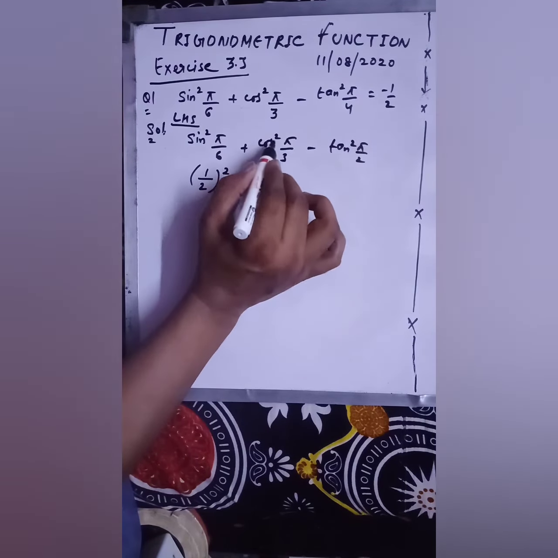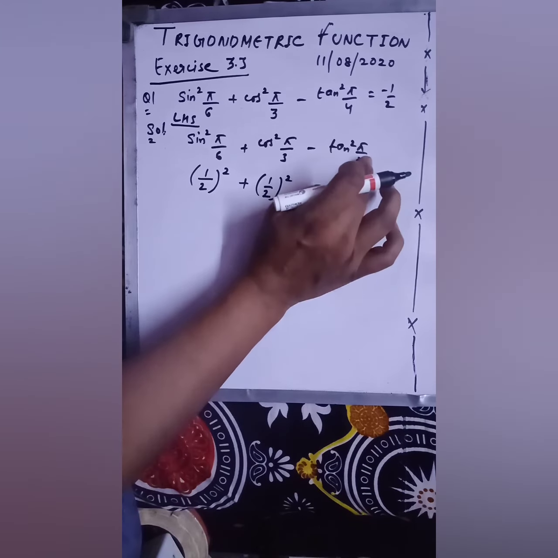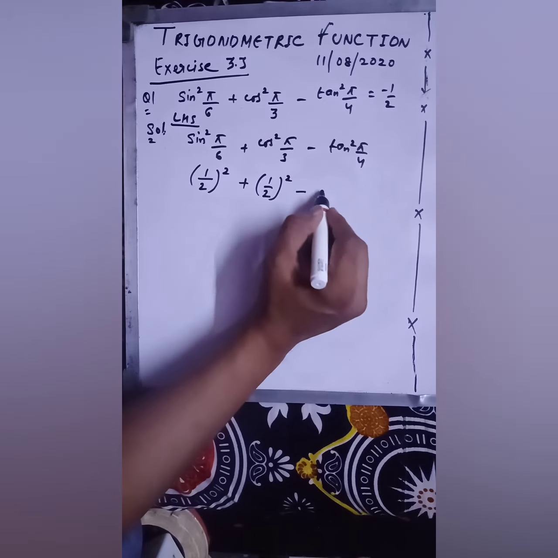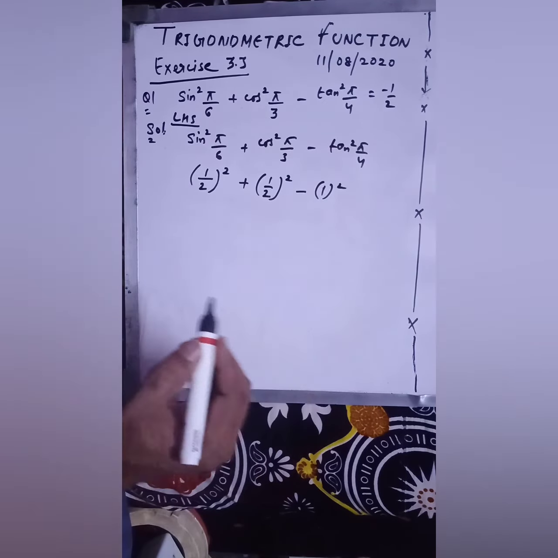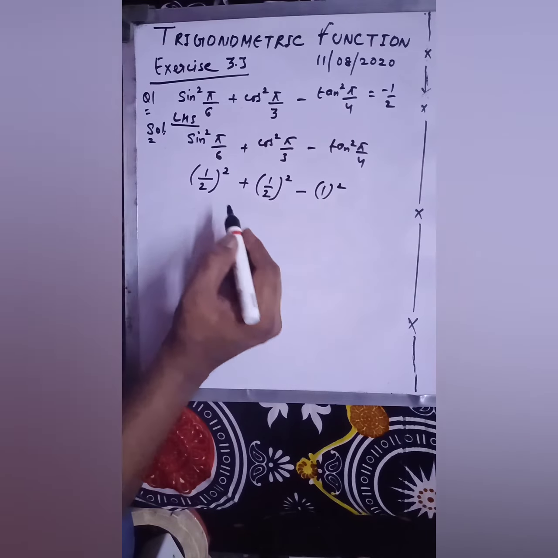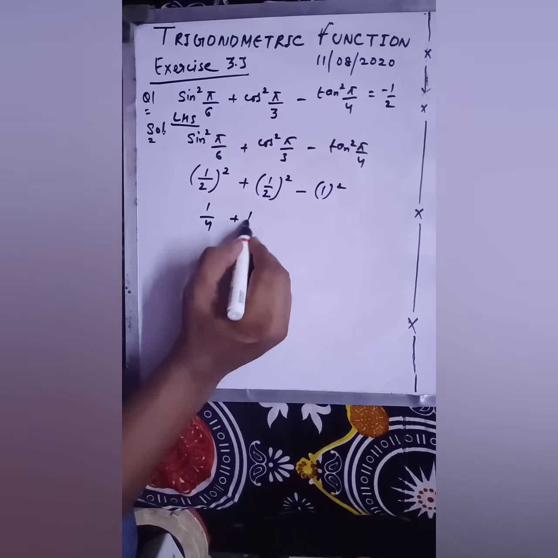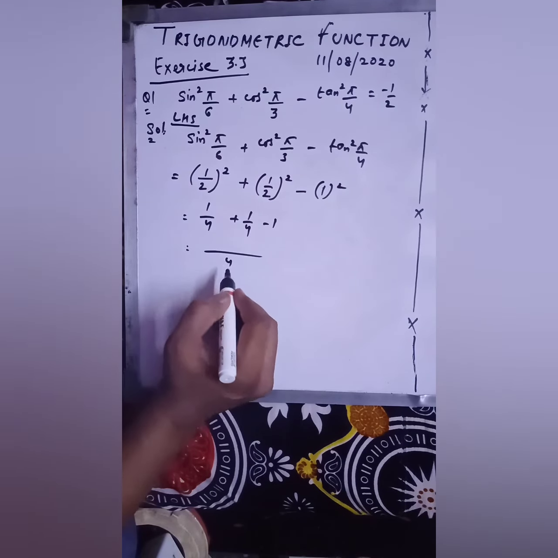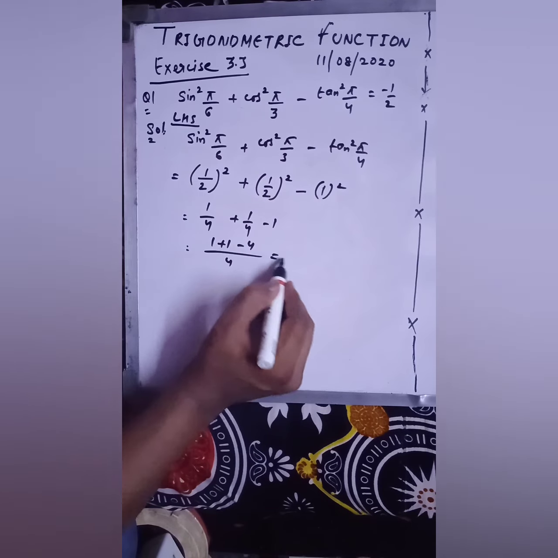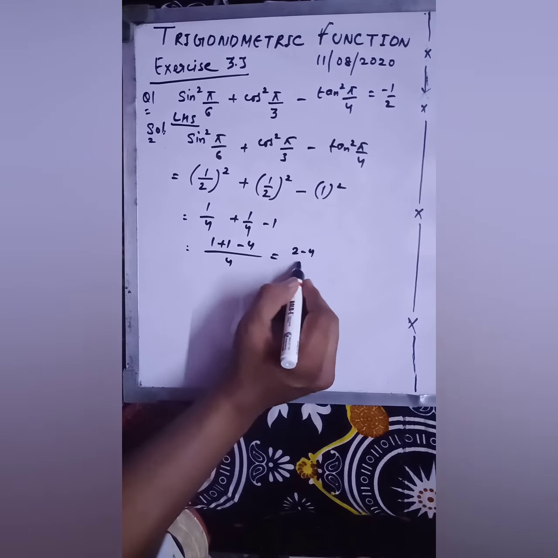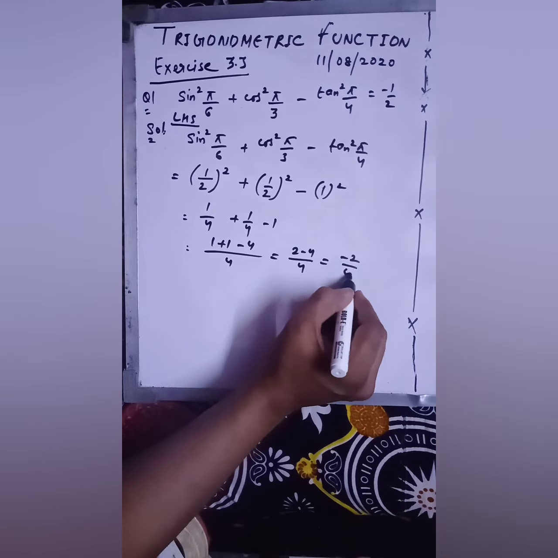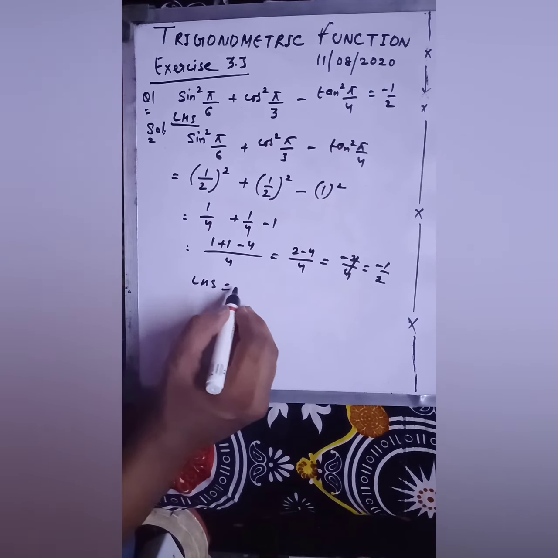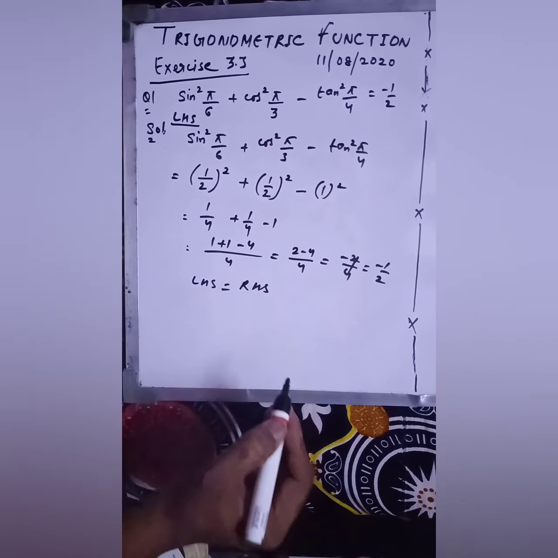Because it is cos square, minus this is your tan square pi by 4. So tan pi by 4 is 1, so you have to write the square of 1. Now we have to simplify it. 1 by 4 plus 1 by 4 minus 1. When you take the LCM, you will get 2 minus 4 over 4, so minus 2 by 4, that would give you minus 1 by 2. So hence your LHS is equal to RHS.